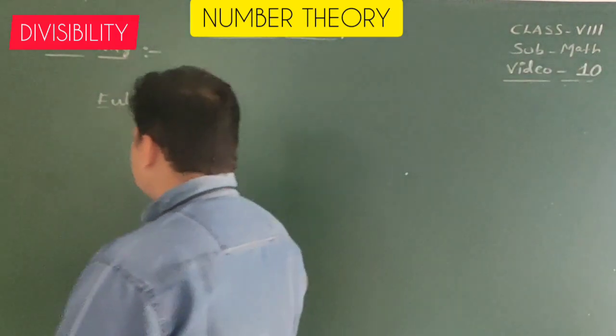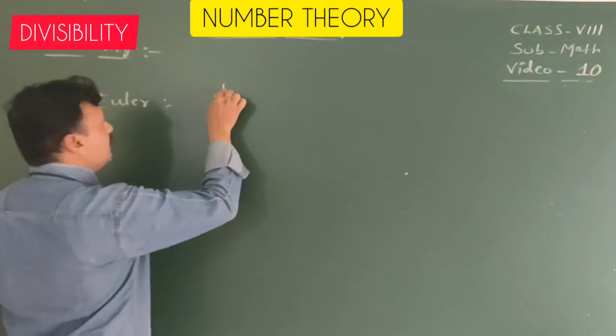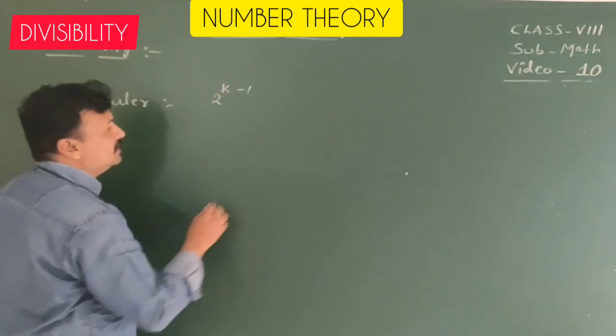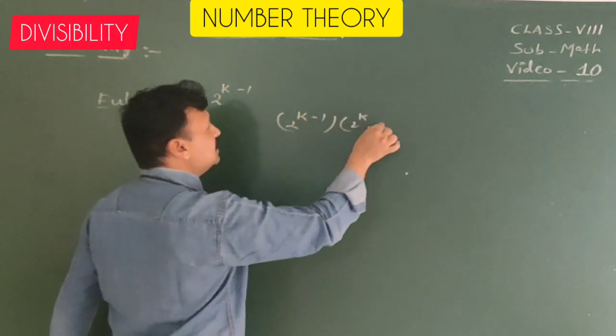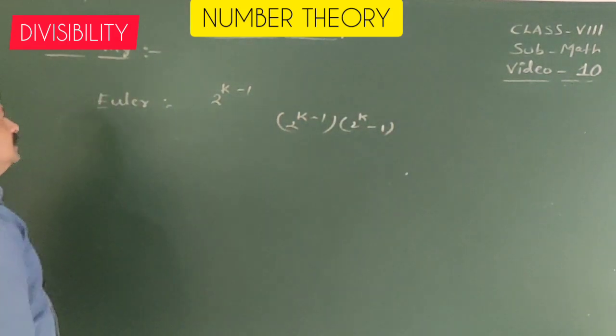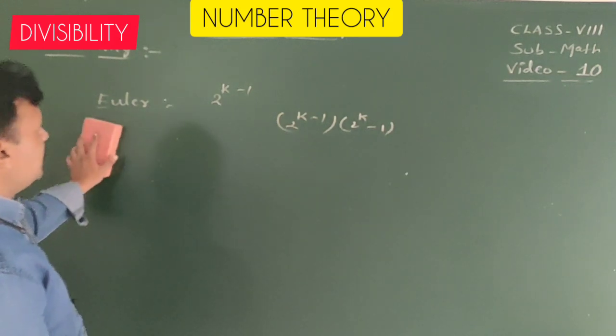Euler said that if 2 power k minus 1 is a prime, then 2 power k minus 1 into 2 power k minus 1 is a perfect number. This was proposed by Euler.